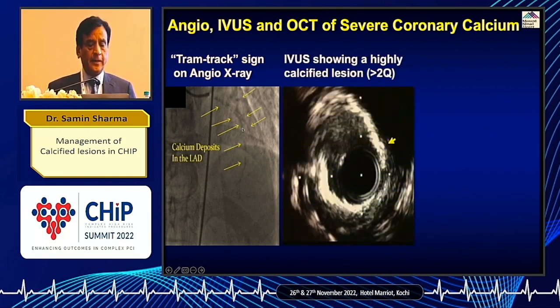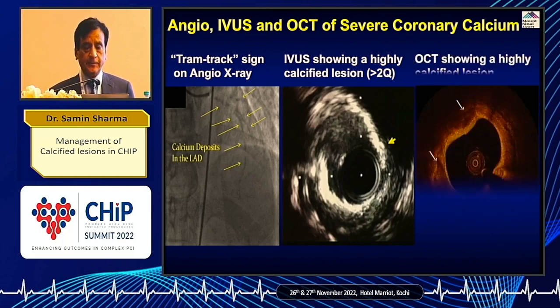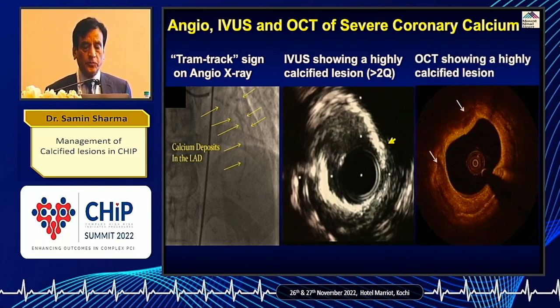And then IVUS, based on the shadow, where there's nothing behind the echogenic area. So we said more than 2 quadrants makes it a severe calcium. And OCT shows you a very demarcated nodule, the area of the calcium. And this OCT is actually helpful because it can quantify the degree of calcium and what breakage we get after atherectomy or after IVL.